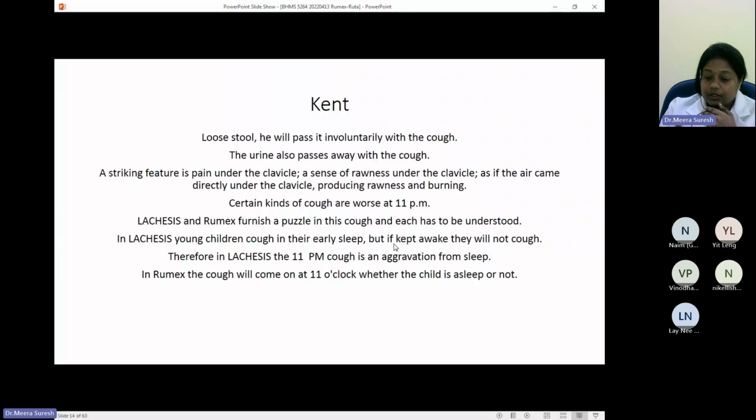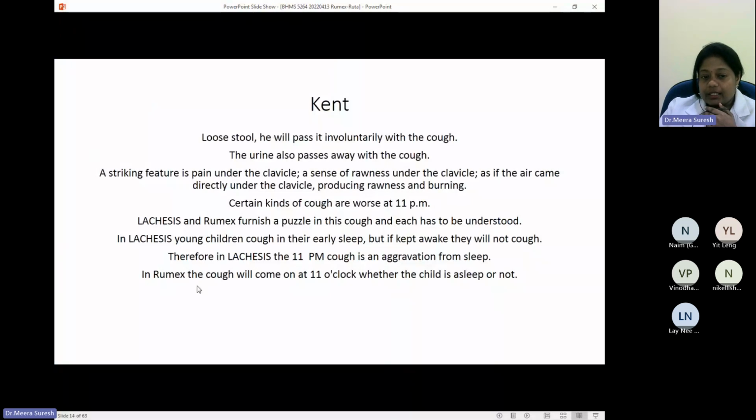Lachesis is actually having aggravation from sleep. The patient sleeps into aggravation. That's what we learn in Lachesis. But if the patient is not allowed to sleep, those kids won't be having cough at 11 p.m., because it is the sleep that makes them cough. So they go to sleep by 9 or 10, and then naturally the cough will be aggravated around 11 p.m. because they sleep into aggravation. So if we are not allowing them to sleep at 11 p.m., they are not going to cough.